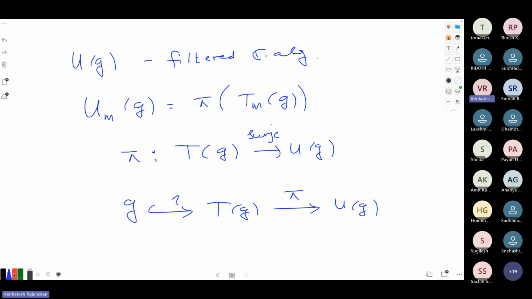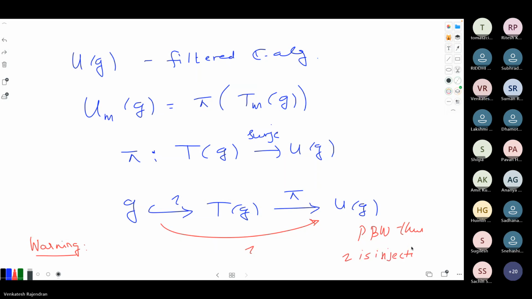But note, here is the warning. A priori, this composition need not be surjective. So let's look at this composition. Again, we call it iota. This iota, to begin with, need not be surjective, and it is actually a consequence of the PBW theorem. The PBW theorem asserts that this map is indeed injective. We will prove this later.